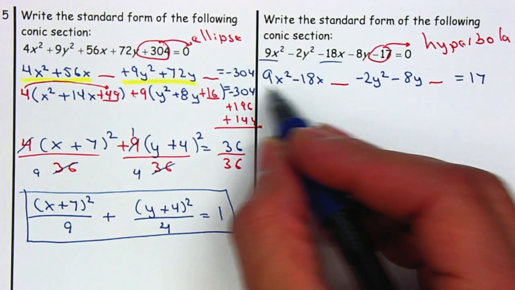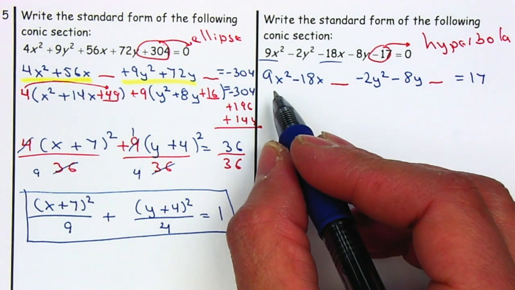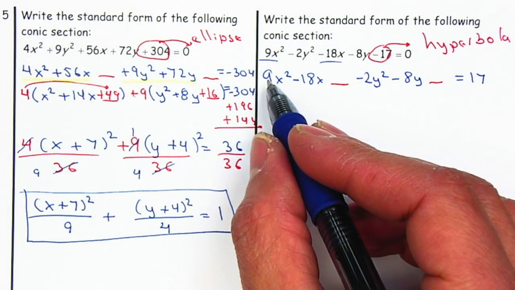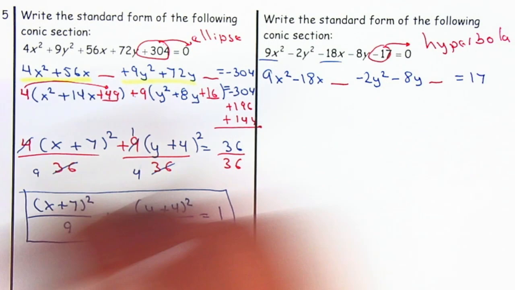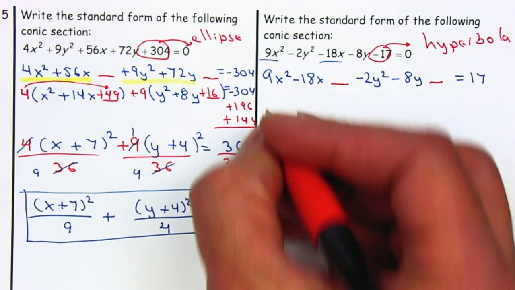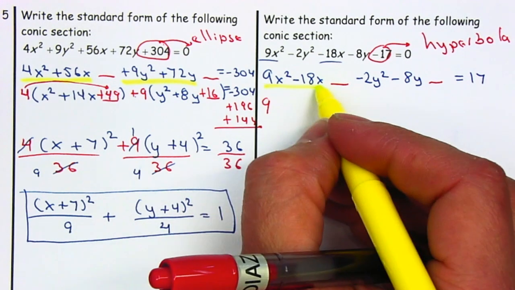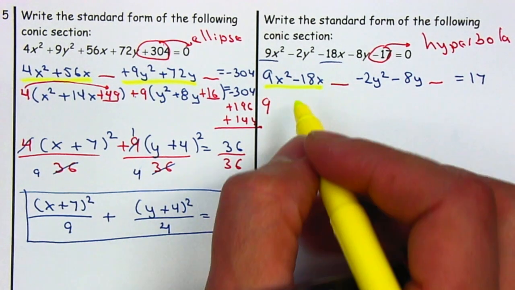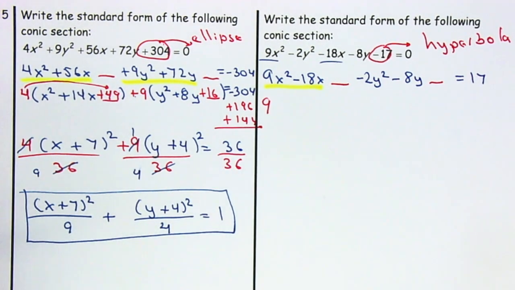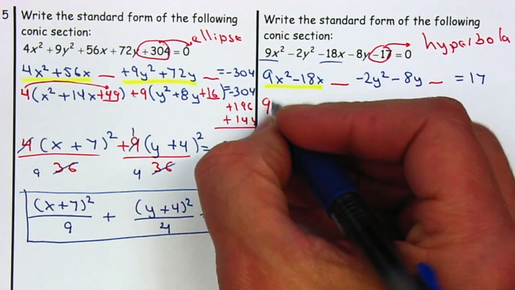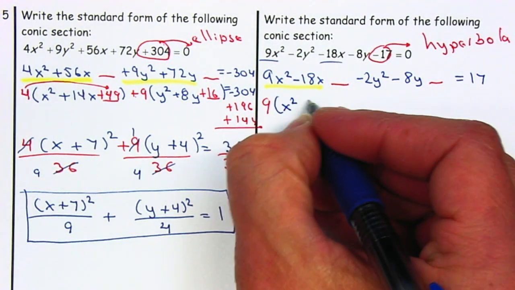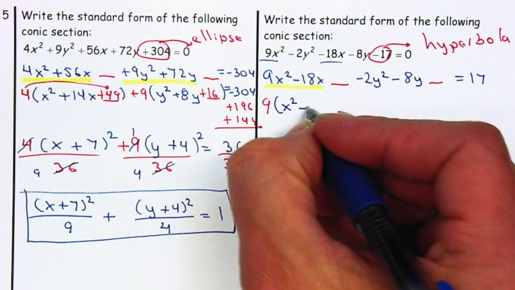I'm going to factor out 9 because I cannot complete the square if there's a coefficient of 9. It has to be a 1, or just x squared. I'm going to factor out 9 from those two. I can factor out 9x, but I don't want to factor out x, just the 9, because I want this to become x squared. Then 9 times negative 2x is negative 18x, so it'll be negative 2x.